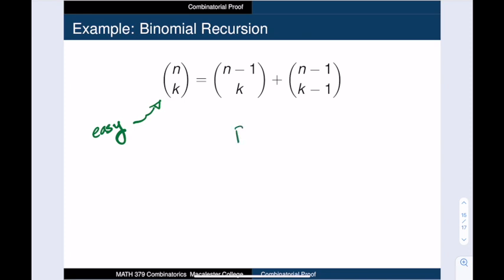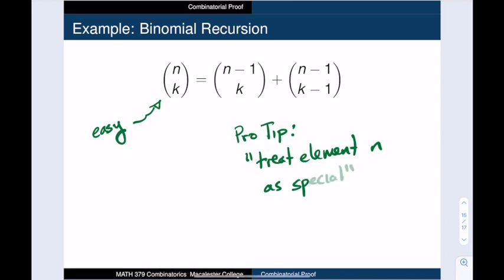And to help you out, I'm going to give you a pro tip. I want you to treat element n as special. In other words, I want you to focus on the element n and talk about what's happening to that element during your construction process. Good luck.